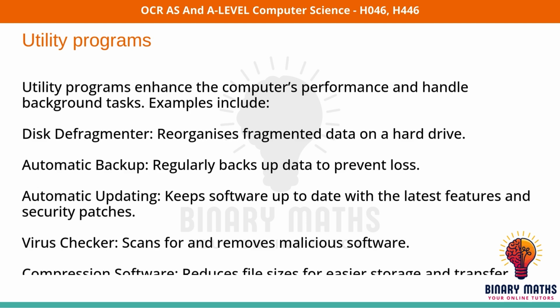Utility programs are essential tools that enhance the computer's performance and handle background tasks. These programs ensure that the system runs smoothly and efficiently. Let's look at some examples of utility programs and their functions. A disk defragmenter reorganizes fragmented data on a hard disk drive to improve read speeds. When files are stored on a hard drive, they become fragmented, meaning they are split across different locations. The disk defragmenter reorganizes these files into contiguous blocks, making it quicker to read them.